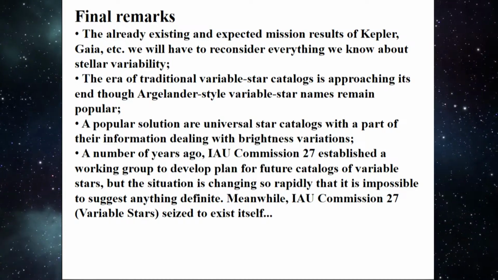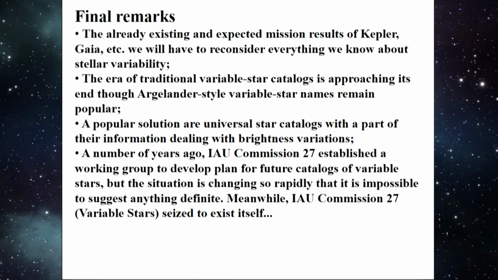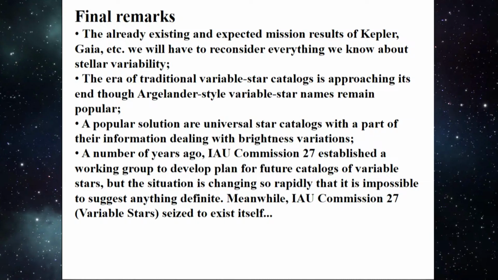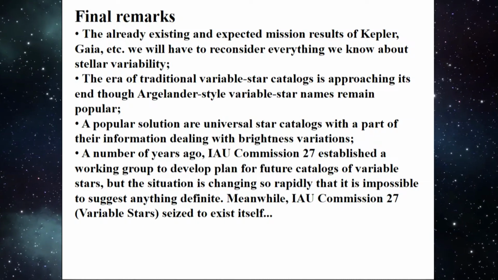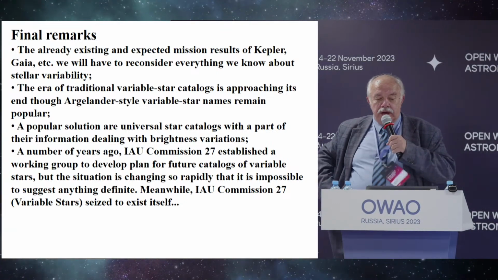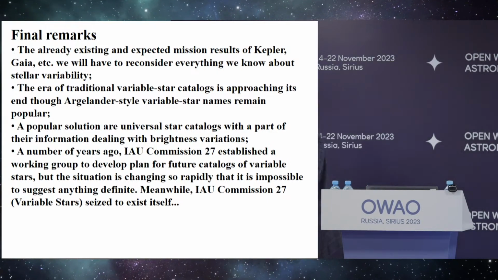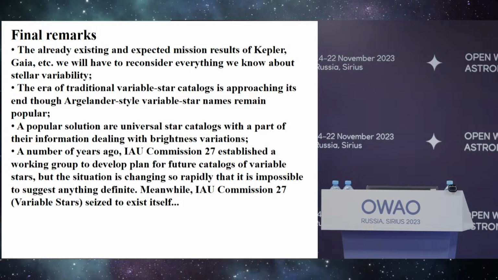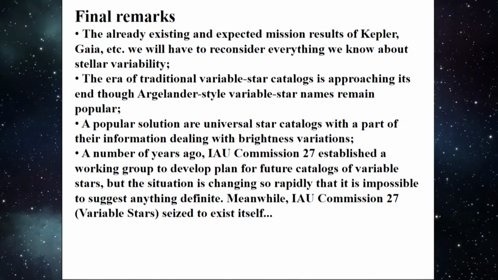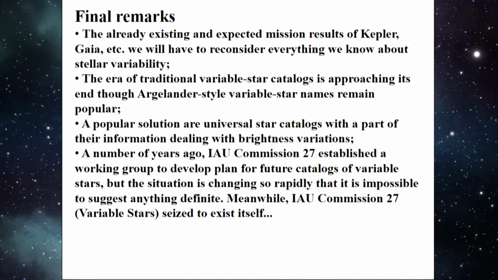Now to some final remarks. We have results from already existing, and we will have results from expected missions like Kepler, Gaia, and new missions. And with all these data, we will have to reconsider everything we know about stellar variability. It turns out that we know virtually nothing, despite our many years of serious work in the field. The era of traditional variable star catalogs is quickly approaching its end.